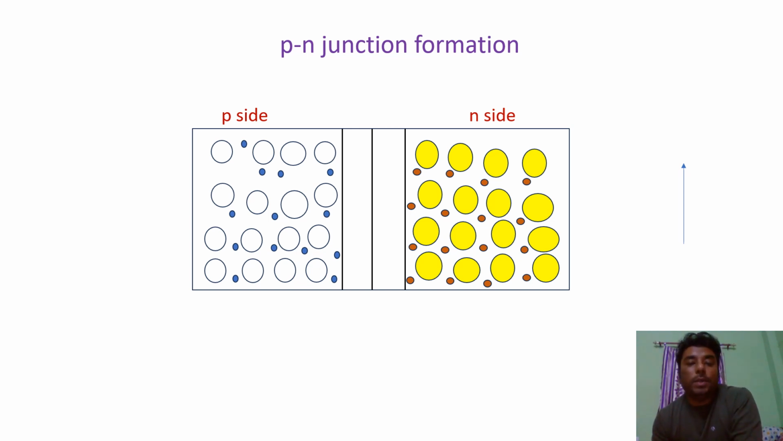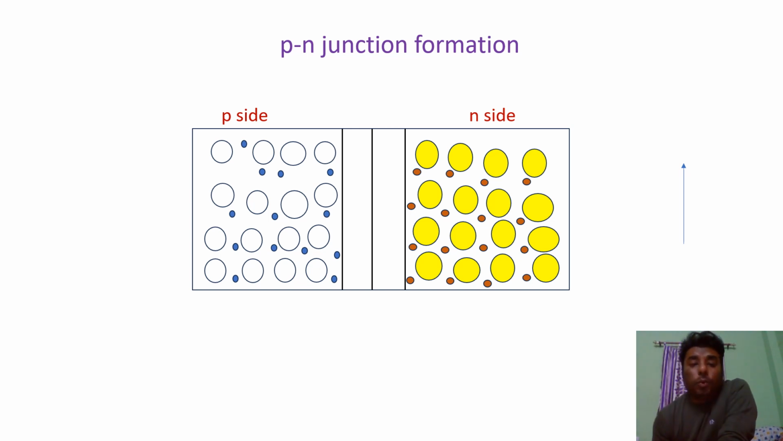Now in the P-type semiconductor, these blue dots are the holes, which are the majority carriers, and these are the negatively charged ions. And in the case of N-type semiconductor, these brown dots are electrons, which are the majority carriers, and these are the positive ions. So when the junction is formed, what will happen? We will observe one by one.